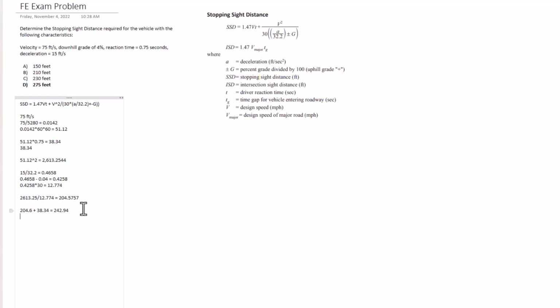So the key is making sure we have this mile per hour term set up correctly, that we're doing our conversions appropriately, and you're being careful with your calculations in this case.